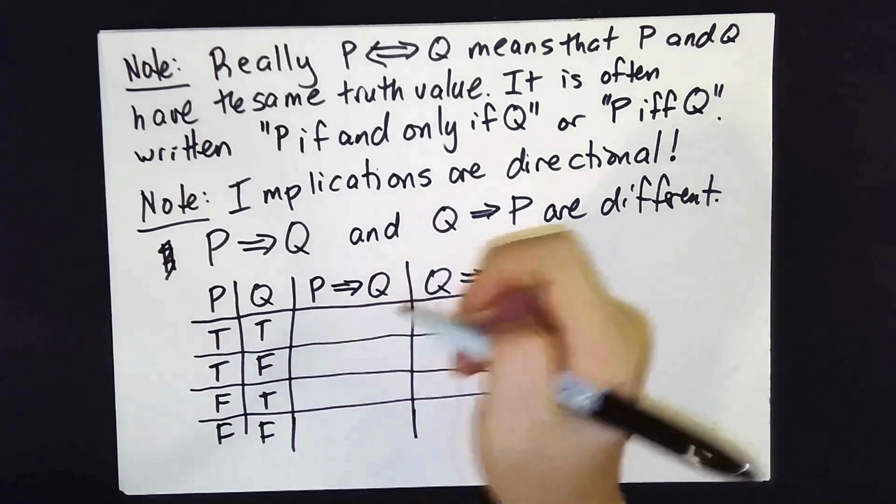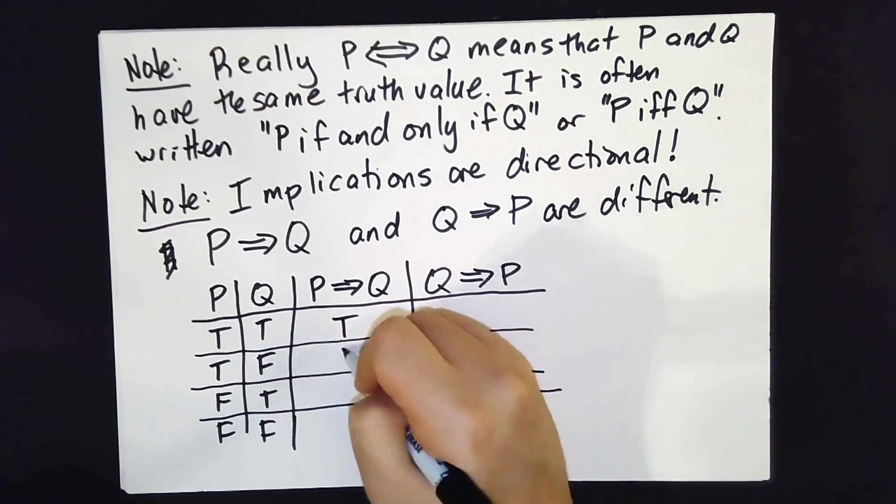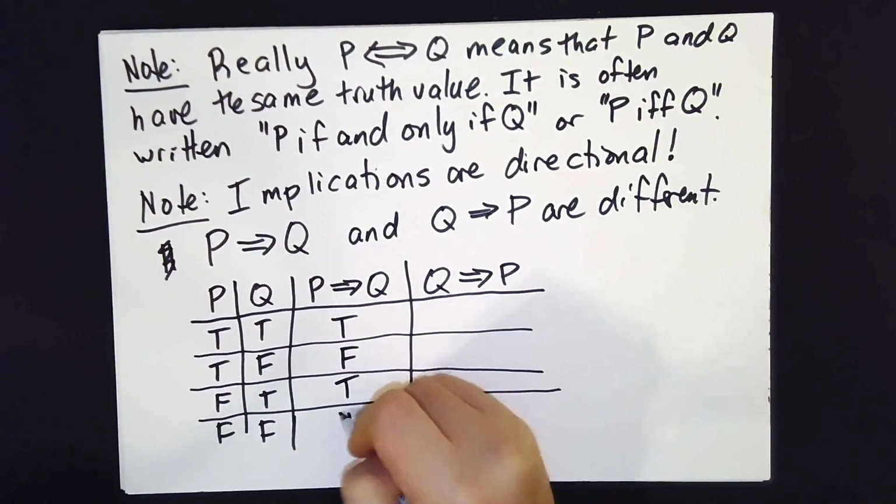But I'll go ahead and do it for you. True implies true is true. True implies false is false. False implies true is true. False implies false is true.